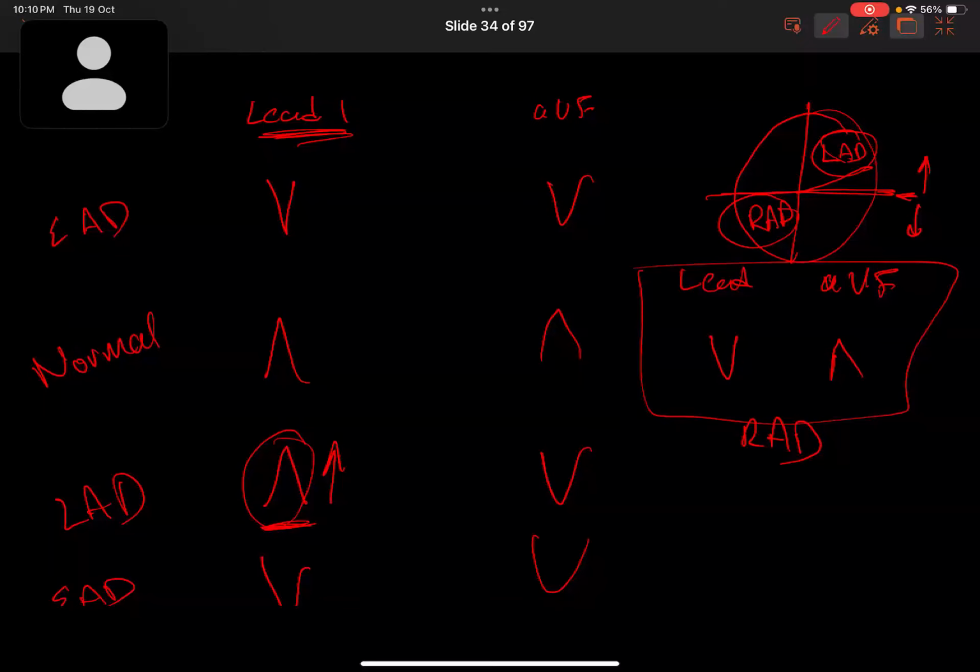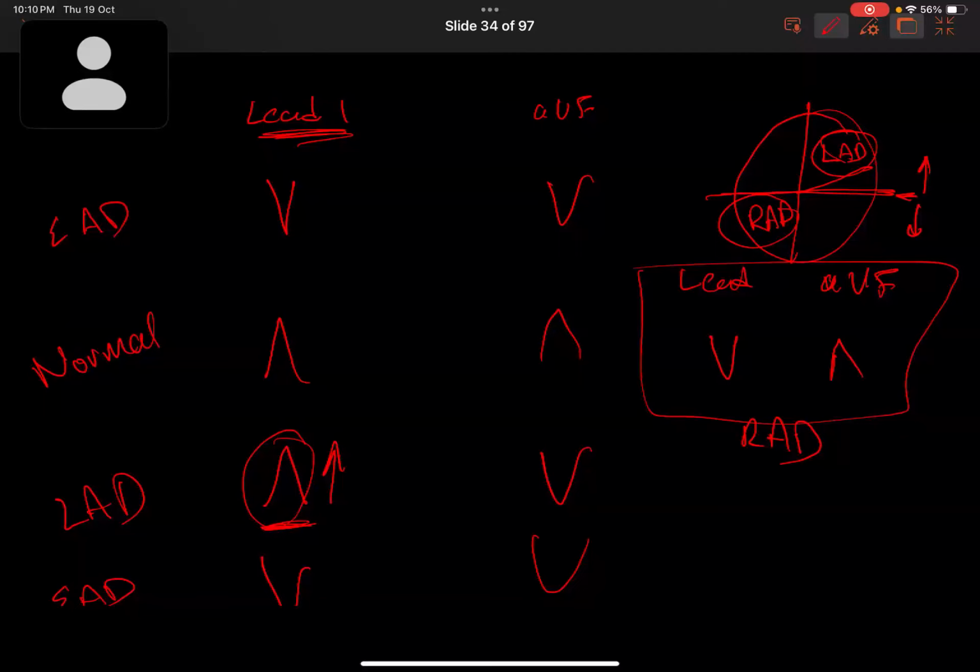What is the physiology behind this? If you have more myocytes in the left ventricle, and this happens due to hypertrophy, they're going to require more electrical activity. So that's why the cardiac axis is going to shift towards the left side. And that's why we have a left axis deviation.